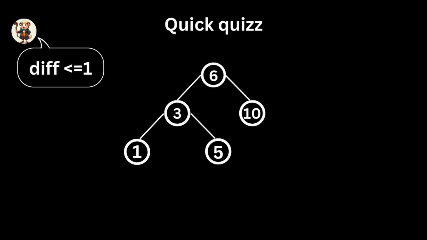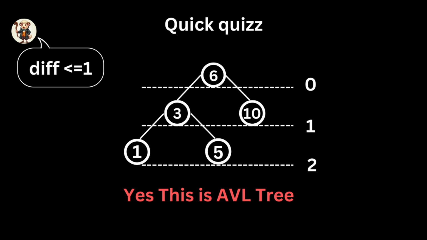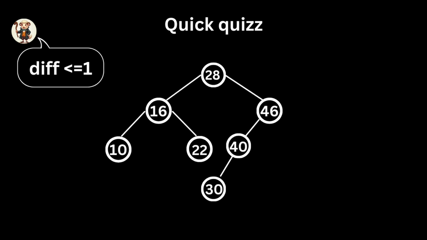Take a look at this tree. Is this an AVL tree? If you said yes, you're correct. This is an AVL tree. Let's visualize height. The difference in heights between the left and right subtrees is 1, which is equal to or less than 1, so this is an AVL tree. I'm only showing the root node's subtree difference, but you have to check all subtrees for this condition. All subtrees.